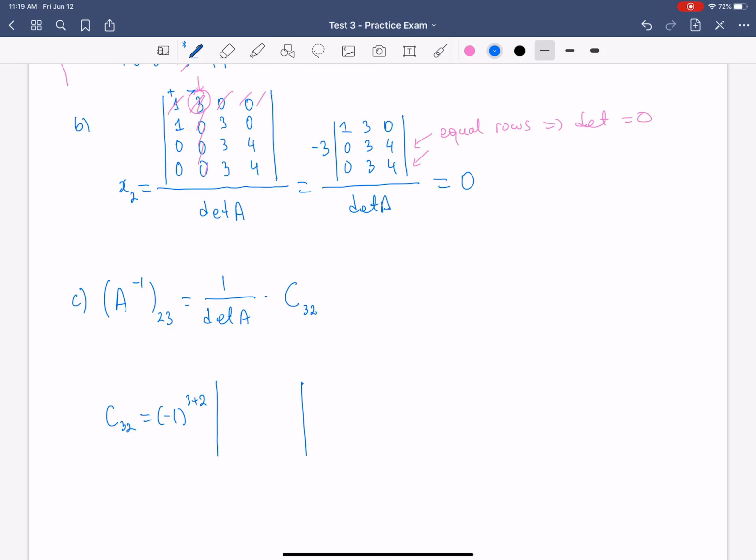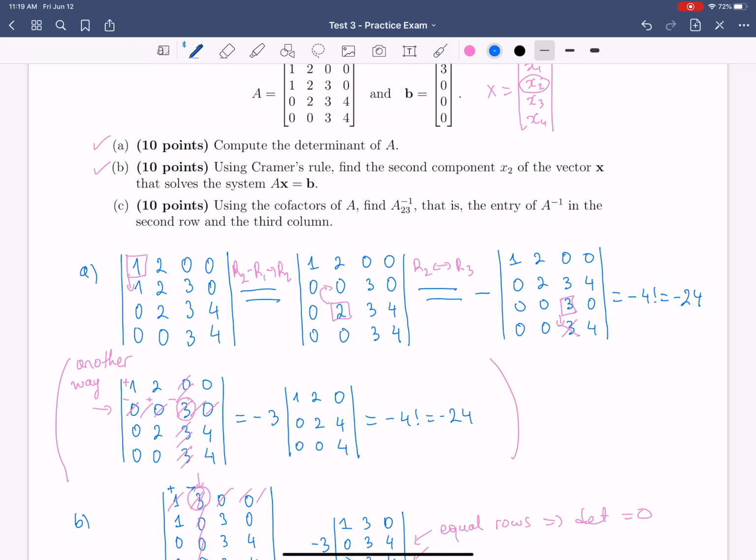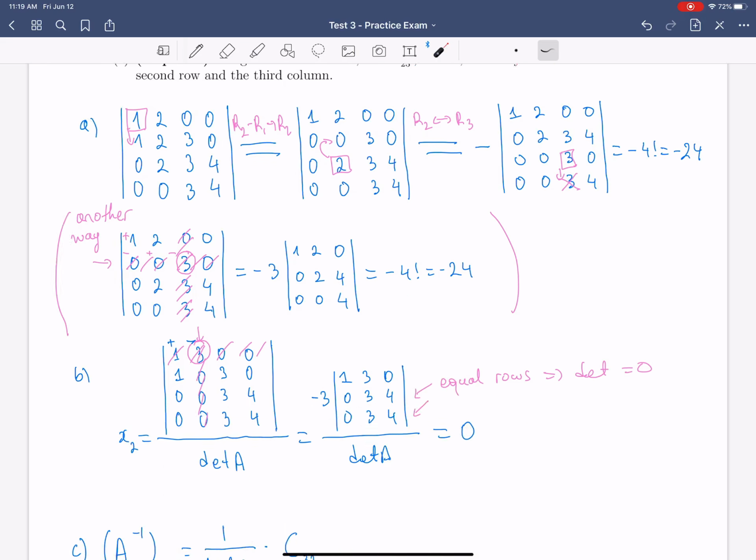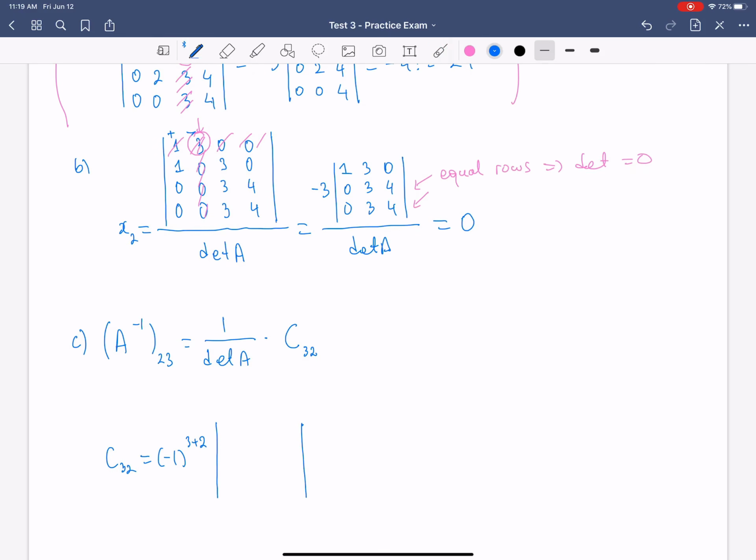So I know that this is going to be a 3 by 3 matrix that I obtain from removing the third row and the second column. So this is what I'm left with: 1, 1, 0 in the first column.